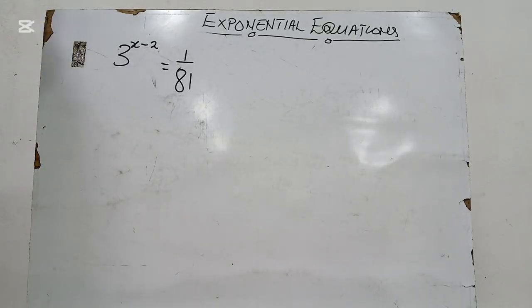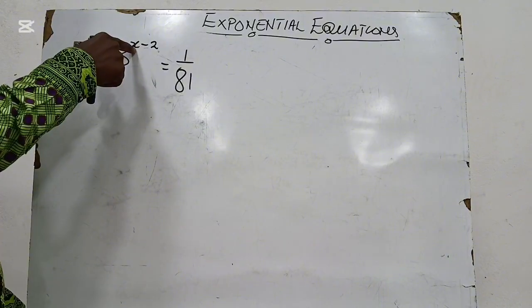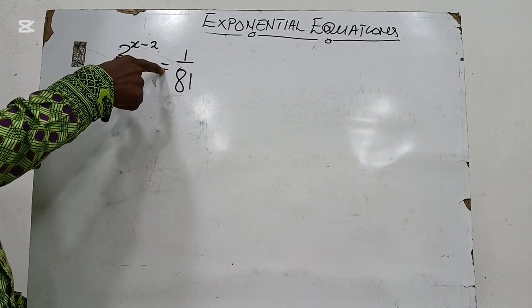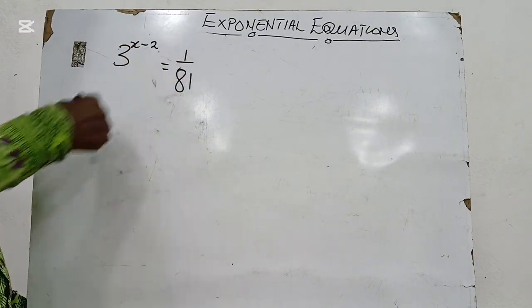Today we are still going to continue with our exponential equations. We have a question before us: 3 raised to the power x minus 2 is equal to 1 over 81.